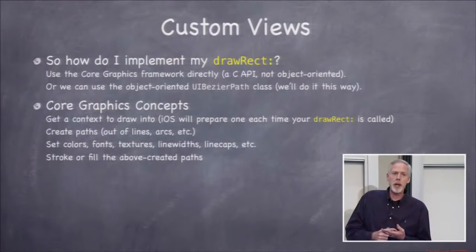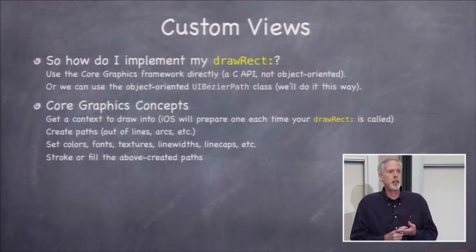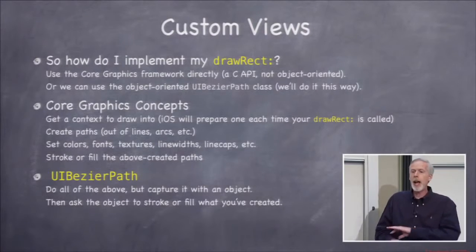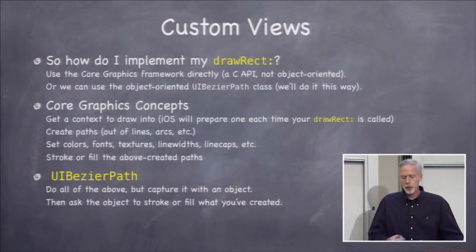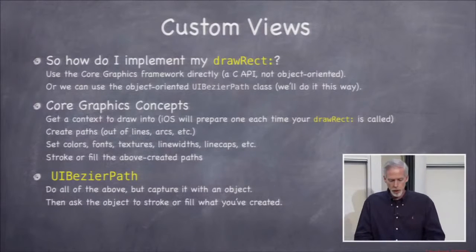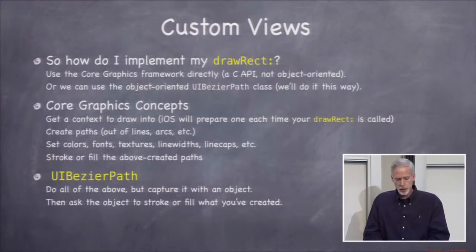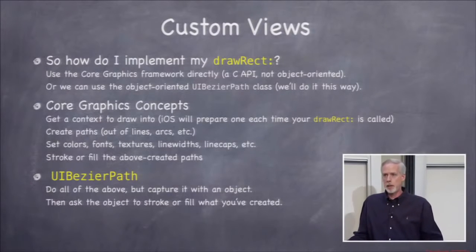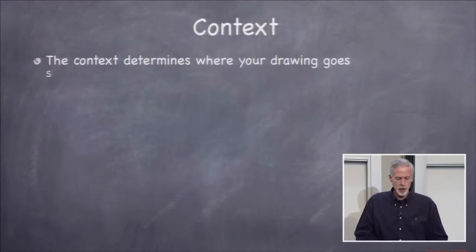This is the fundamental way Core Graphics goes. Okay, so let's talk about all those things. UIBezierPath, by the way, encapsulates doing all of that. It takes care of the context for you so that you don't even have to think about that. You create paths by sending messages to a UIBezierPath instance. It lets you set colors and line widths and all that, and then it has methods to stroke and fill. So it encapsulates all that mechanism.